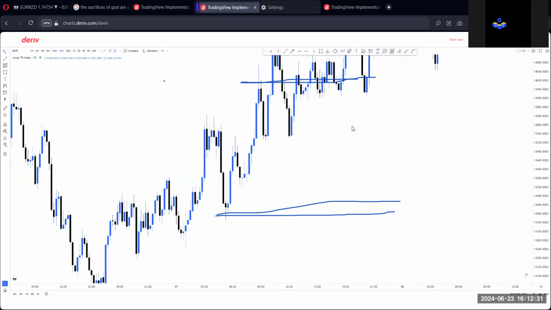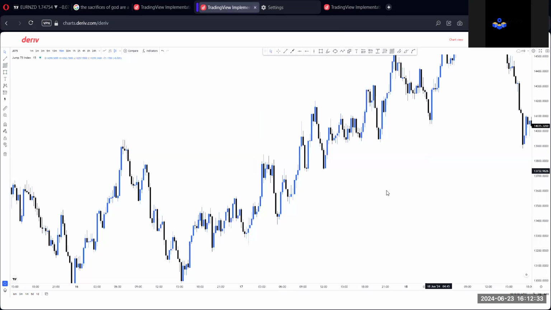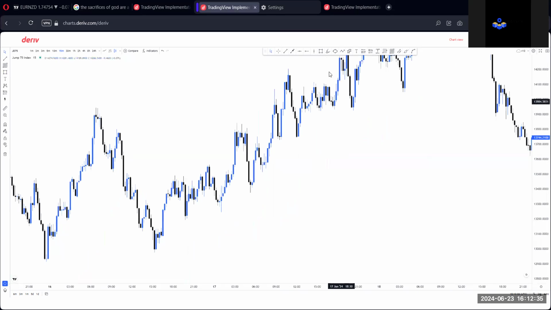So the premium and discount tool comes in very handy. It helps you to avoid being dragged down into deep losses before price may reverse, by which time your account may not survive the drawdown. All right.